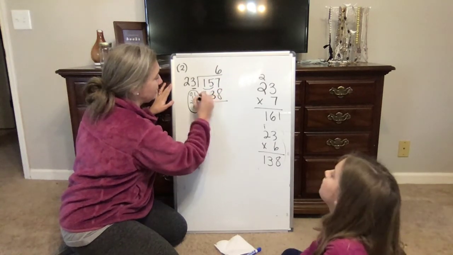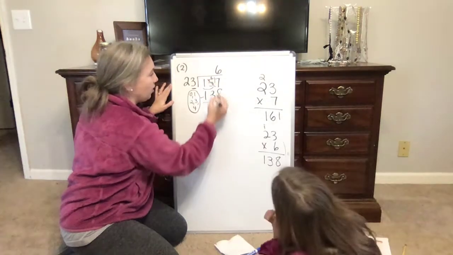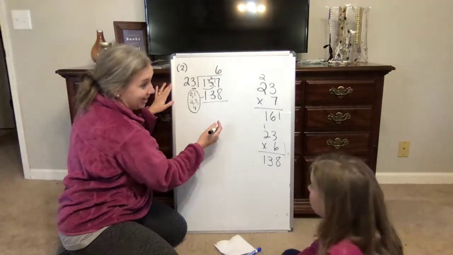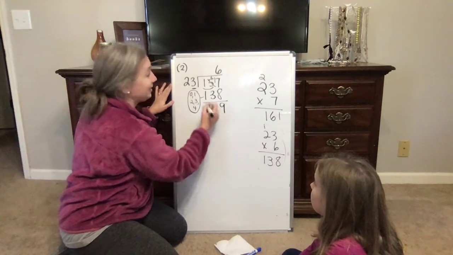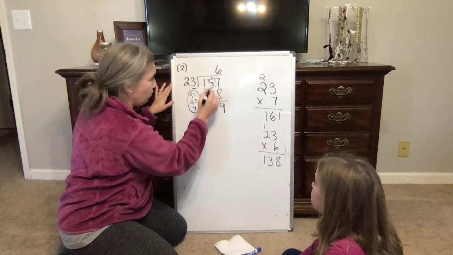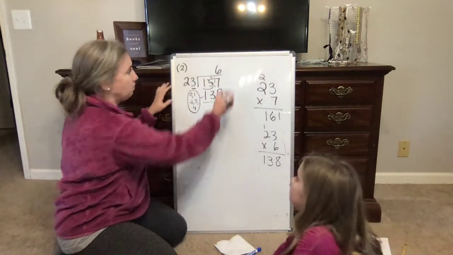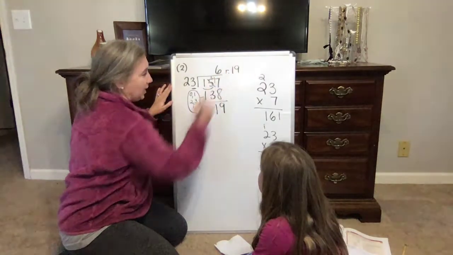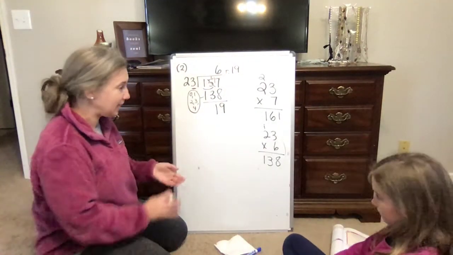Now let's subtract it. We've got to borrow. 17 minus 8 is 9, and that's a 4. 4 minus 3 is a 1. So we have a remainder of 19. Okay, does that make sense?